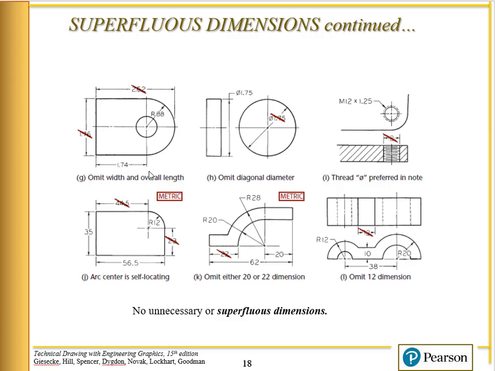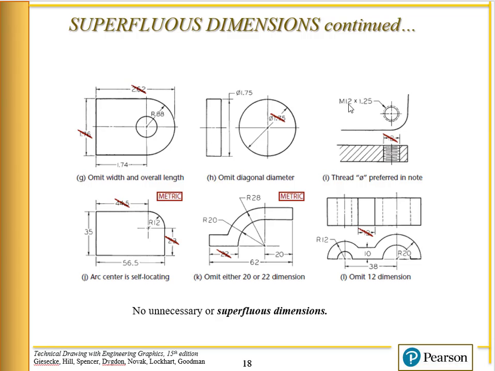In this case, we have this dimension which locates the center of this arc, and then we have the arc length. If we have these 2 dimensions, we don't need this overall dimension. And it's the same for this one over here. If my radius is 0.88 and this is a full radius, then this 1.76 is a double dimension. So this one here is superfluous. We've got the diameter, we don't need to show the diameter here.